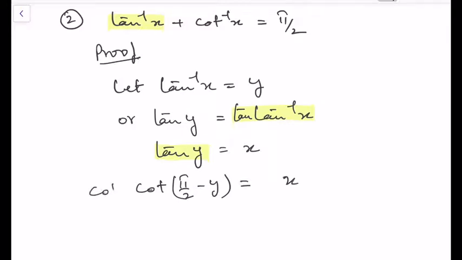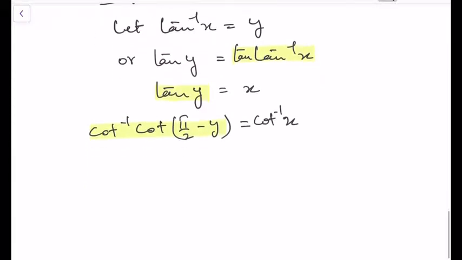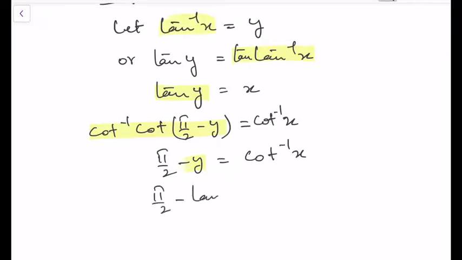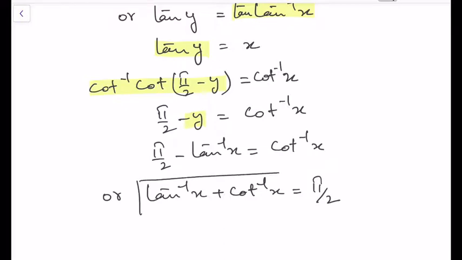Now take cot inverse both sides. Then cot⁻¹(cot(pi/2 - y)) will be pi/2 - y, because cot⁻¹(cot theta) is equal to theta. Then pi/2 - y = cot⁻¹x. Now substitute the value of y, which is tan⁻¹x. So pi/2 - tan⁻¹x = cot⁻¹x, or tan⁻¹x + cot⁻¹x = pi/2. So this is our second property.